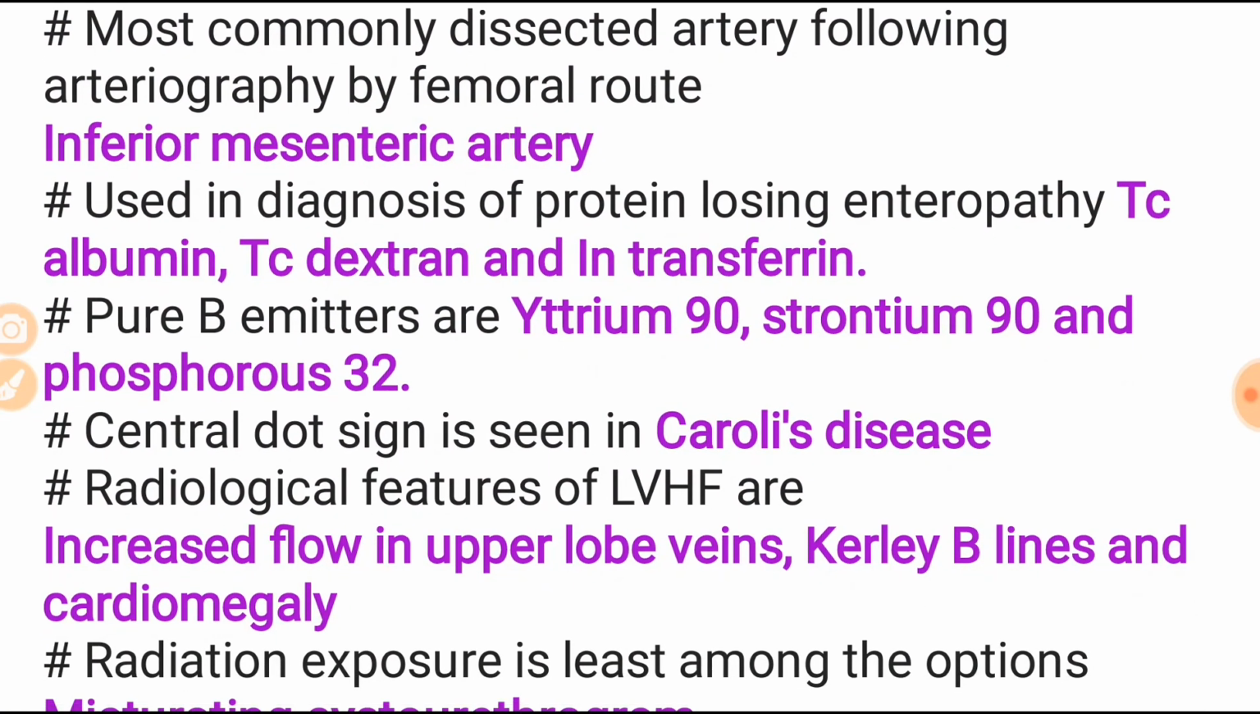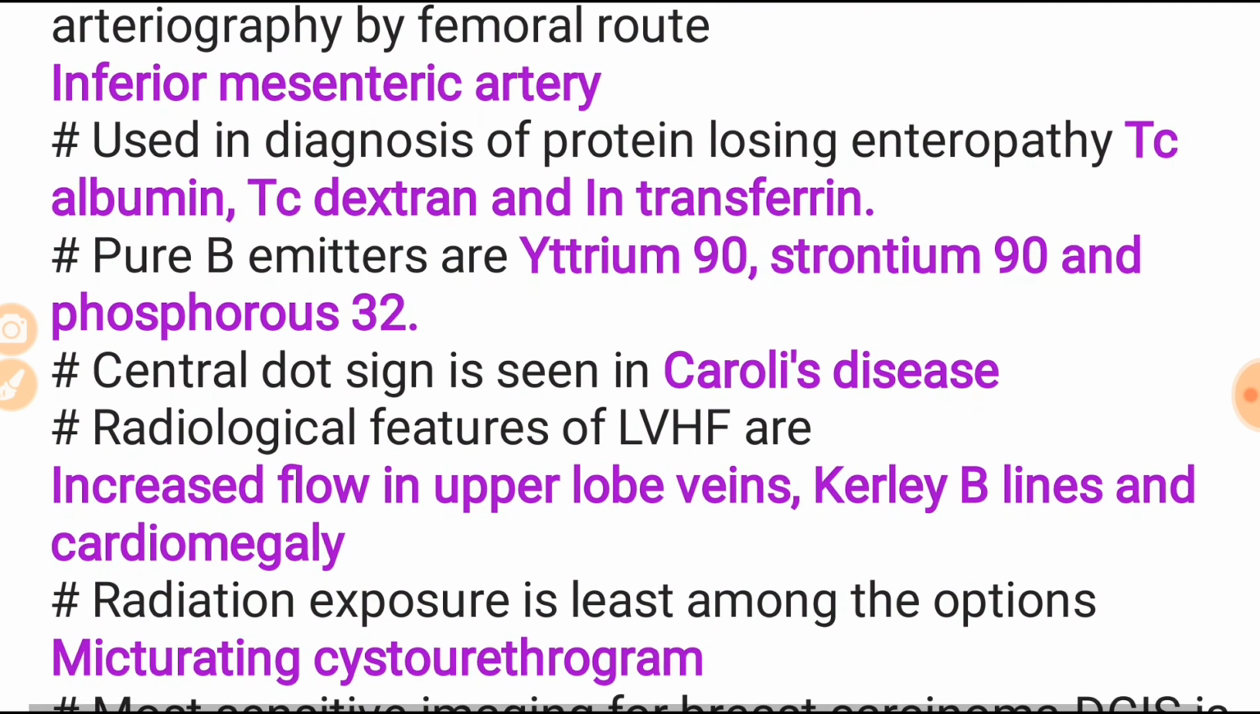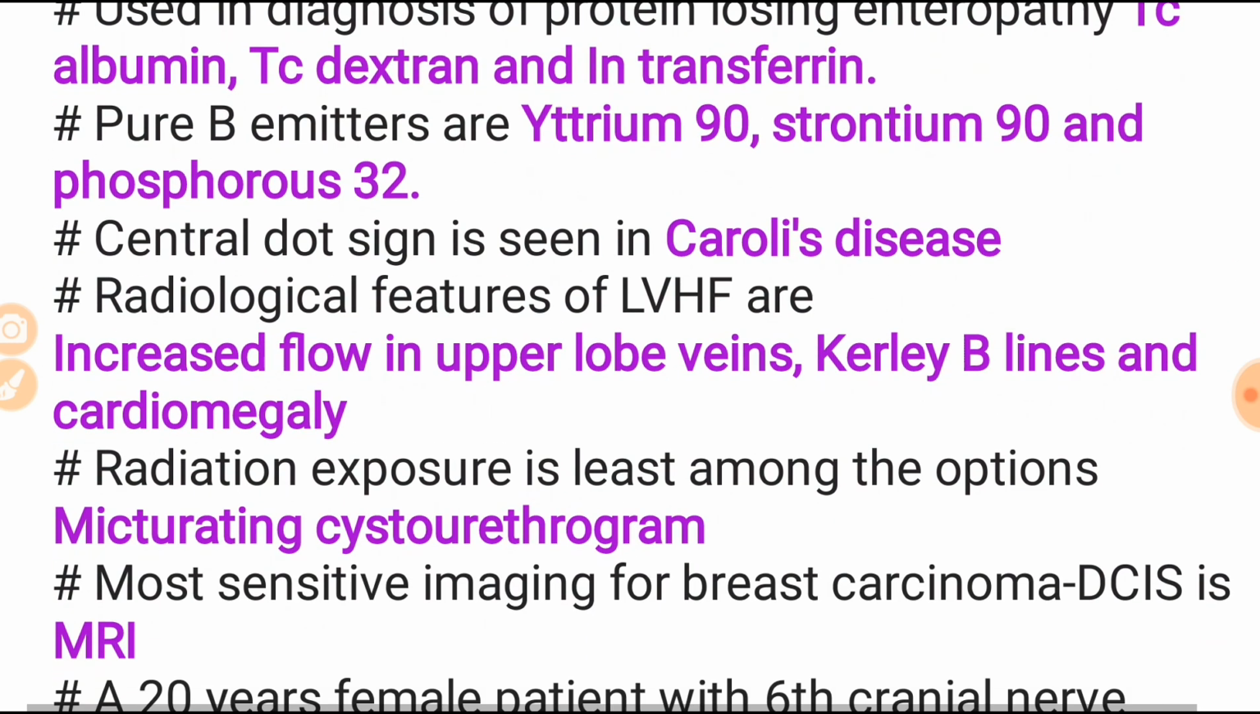Next one is used in the diagnosis of protein losing enteropathy. It is technetium albumin, technetium dextran, and indium transferrin. Next, the pure beta emitters are yttrium 90, strontium 90, and phosphorus 32. These are the beta emitters.